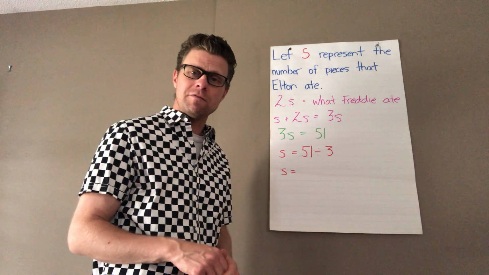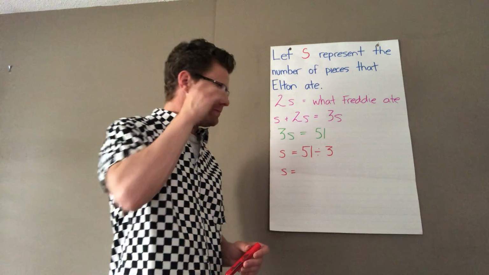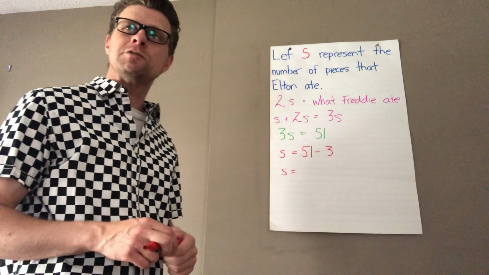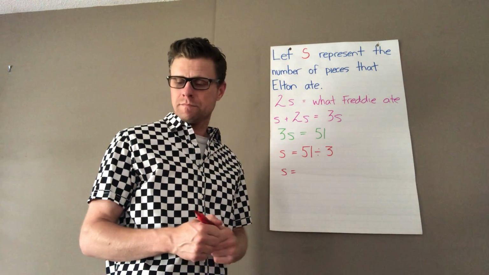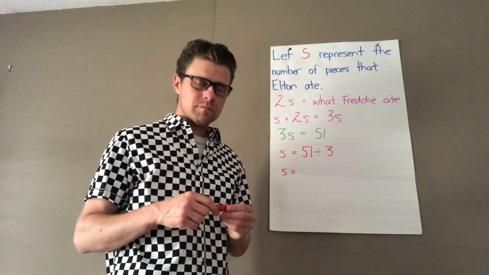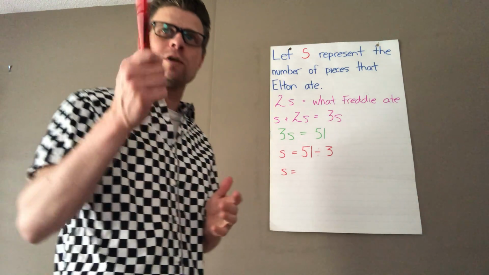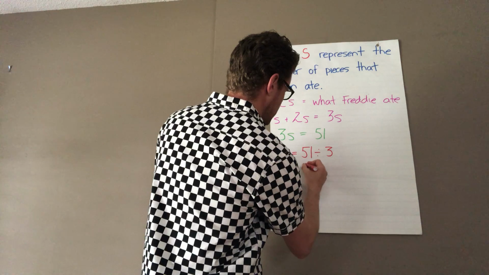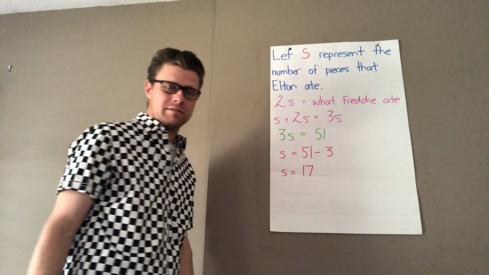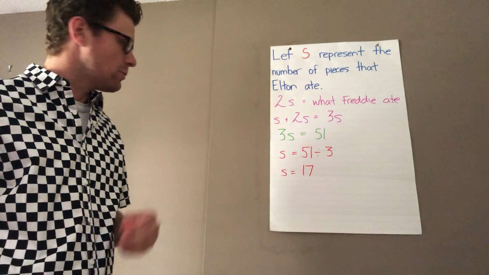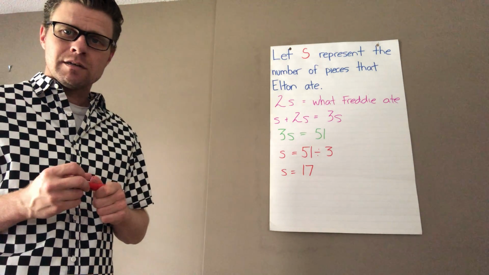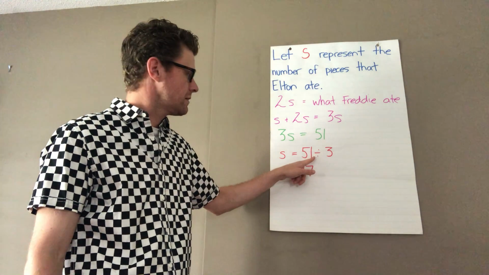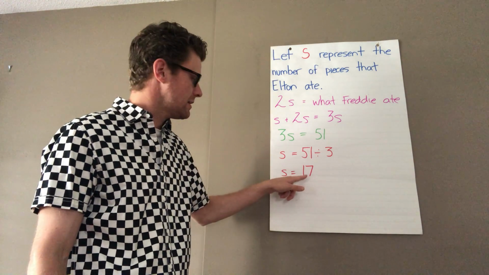Take a minute, see if you can figure this out on your own. Raise your hand once you've got it. Okay, we've got lots of hands up. What have we got? Yes. Good. 17. S equals 17. Because 17 times 3 is 51. 51 divided by 3 is 17.